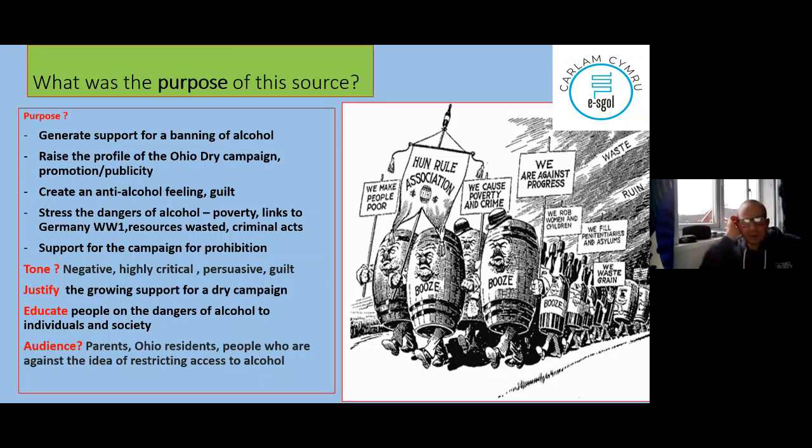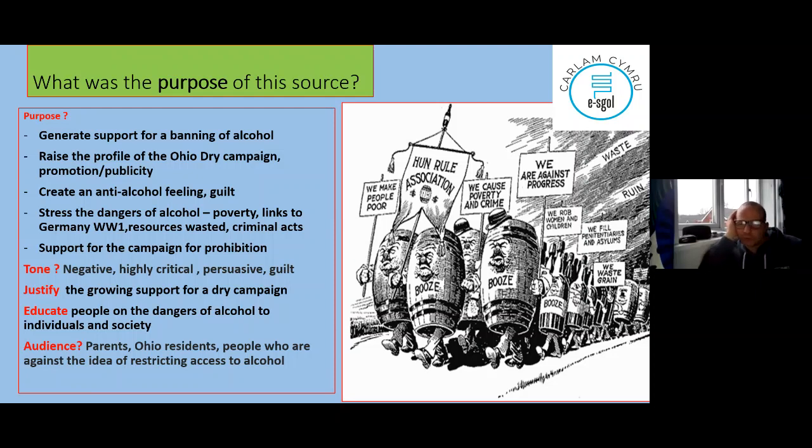The dangers of alcohol are mentioned here, aren't they? It talks about poverty, links to Germany, World War I. Look at the second barrel and the use of the banner. It implies the German links. Many brewers at the time were of German origin. Resources were wasted. Look at the "We waste grain" banner towards the back. So these are the purposes of the source, to try and show all this. So what we're doing is we're using the source, we're expanding on what we can see. It's trying to show support for the campaign for prohibition.